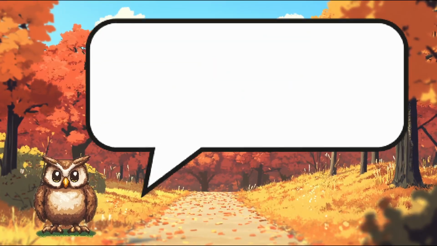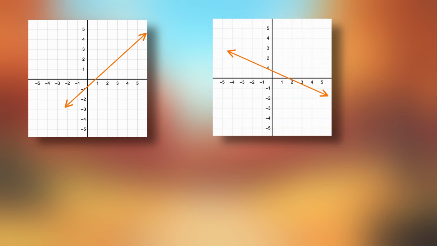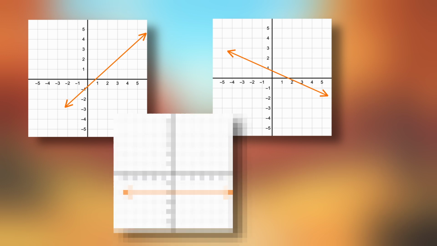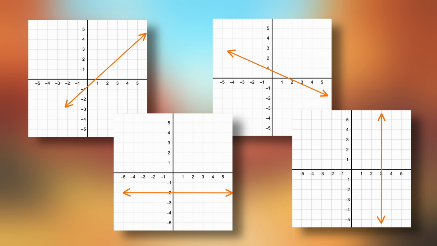Today we're going to compute the slopes of four types of lines. We're going to look at a line with a positive slope. These are lines that move up and to the right. Then we're going to look at a line with a negative slope, and lines with a negative slope move downwards as you move from left to right. Then we're going to look at a horizontal line, and then finally we'll look at a vertical line.